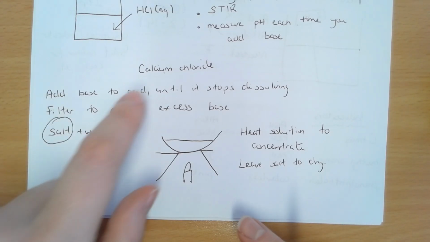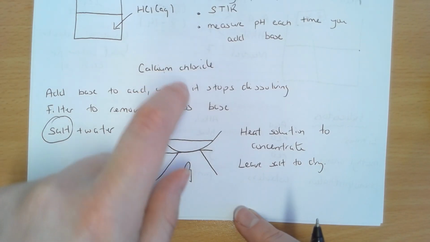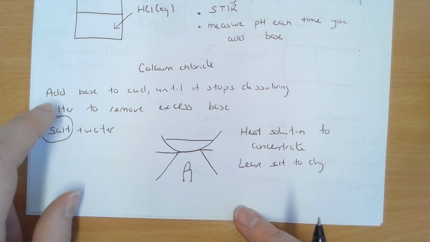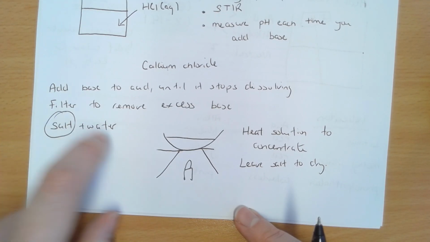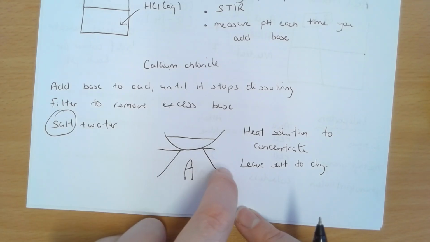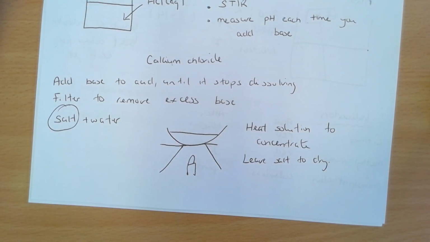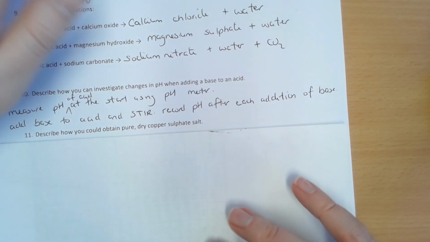So you add your acid and base to make the salt. Because you've added too much base, you filter some of it out. Then you've just got salt and water, and you remove the water using crystallization. Have a go at questions 10 and 11, please.